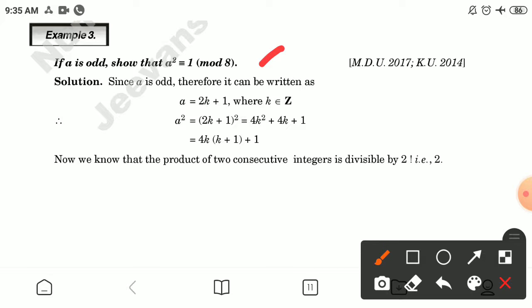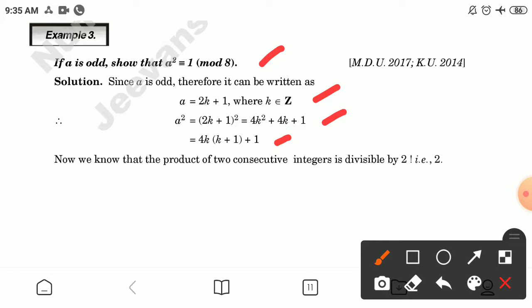If a is odd, show that a square is congruent to 1 mod 8. Since a is odd, therefore it can be written as a is equal to 2k plus 1, where k belongs to integer. Therefore a square becomes equal to, making square, 4k square plus 4k plus 1, or written as 4k into k plus 1 plus 1.